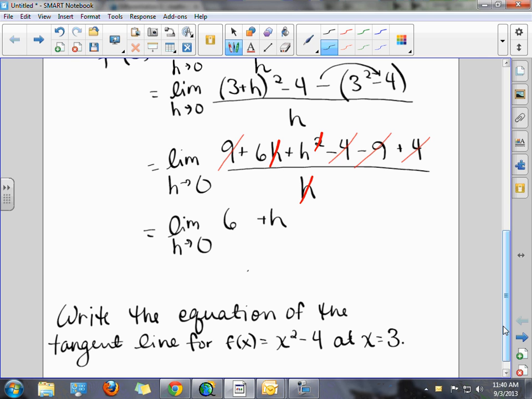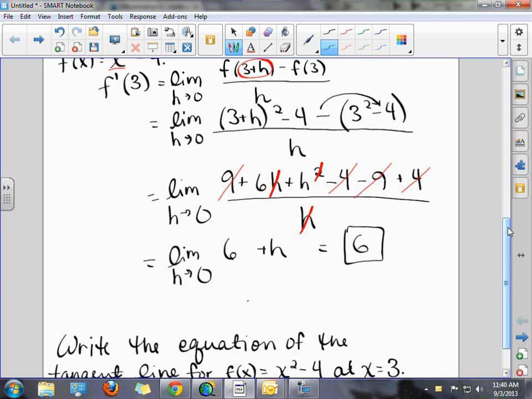And we want to take the limit as h goes to 0, so this whole thing is just going to be 6. So what we've done here is we've used that definition of the derivative, and we've found f prime of 3 is equal to 6, and this is going to be the instantaneous rate of change at x equals 3.